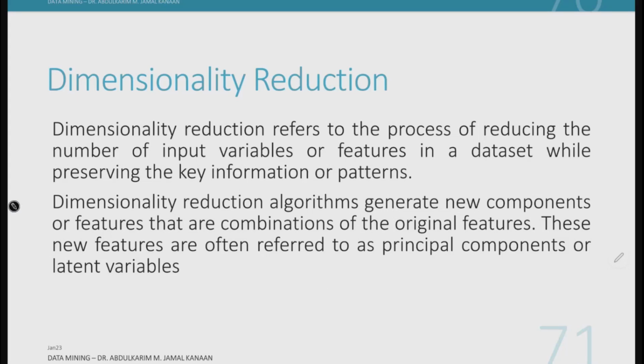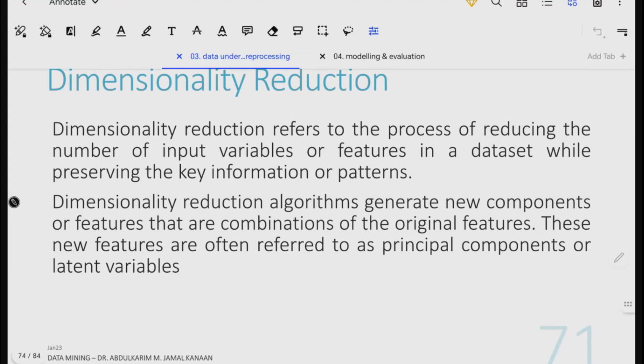So we'll see how. Dimensionality reduction refers to the process of reducing the number of input variables or features in a data set while preserving the key information or patterns. This is important, okay? While preserving the key information or patterns, right?